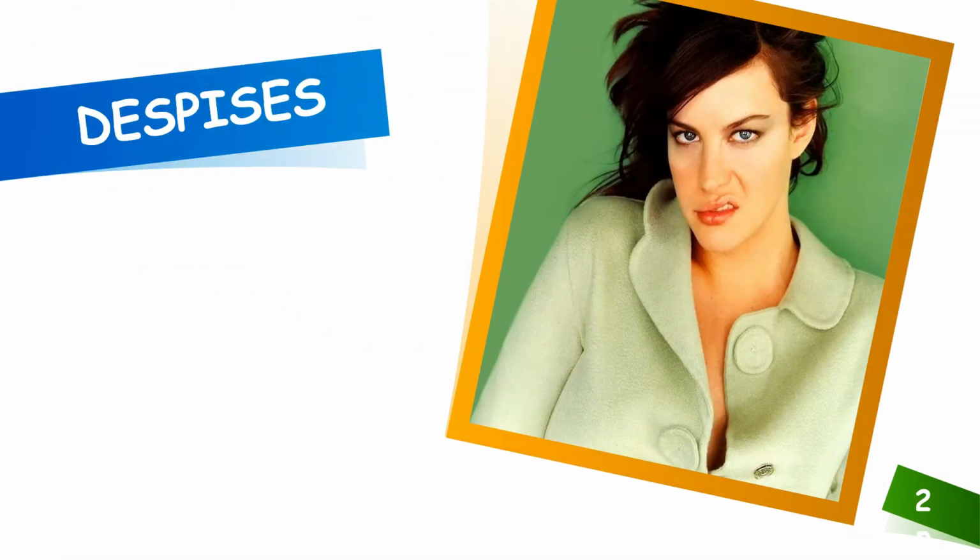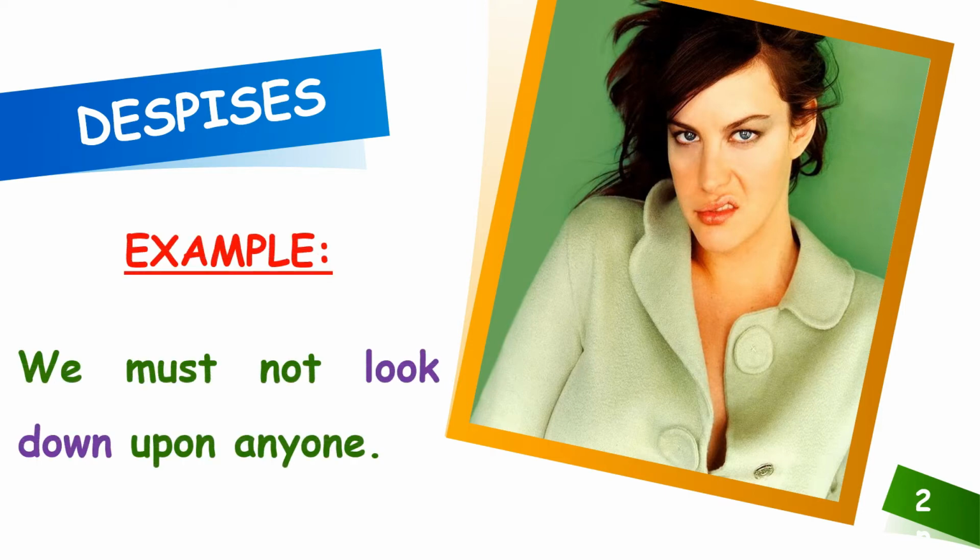The second homonym of the word look is despise. Despise means to regard with contempt or to feel disgust. Let's see how to use this in a sentence. We must not look down upon anyone. This sentence means that we shouldn't show disgust to others.